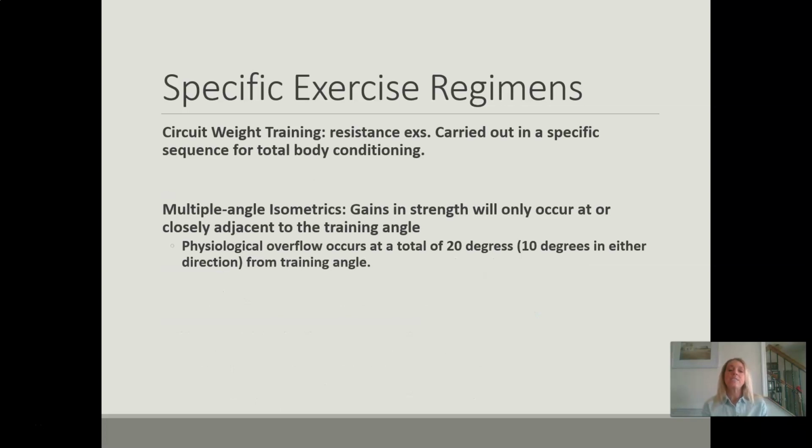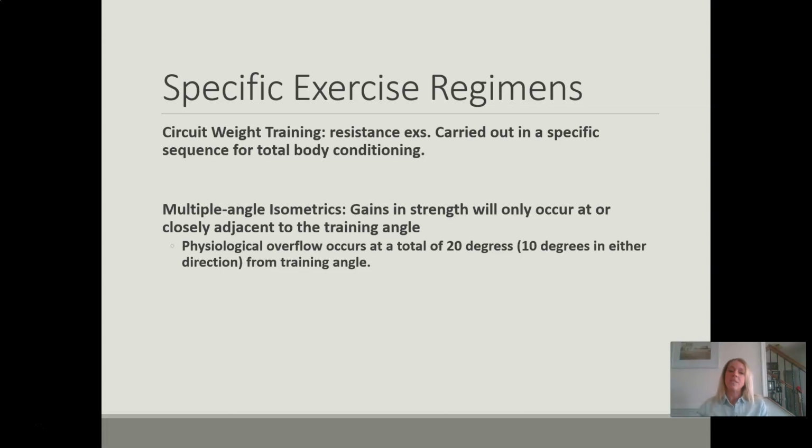Circuit weight training, this is using resistance exercise in a specific sequence so that you get total body conditioning. So oftentimes with circuit programs, you'll do maybe an upper body exercise, a lower body exercise, a core exercise, and a cardio exercise. And then you just move through a circuit and keep repeating different things. This way you're getting sort of a full body workout by working different body parts each time.